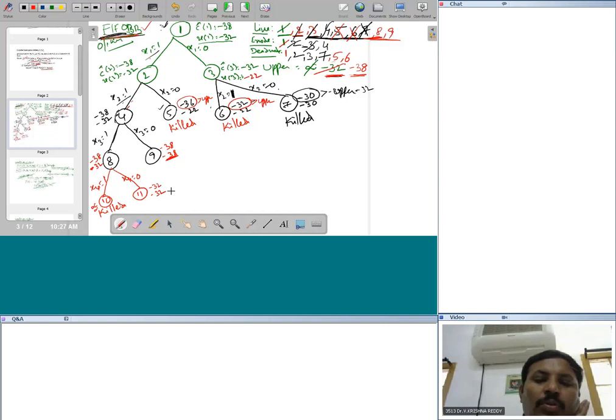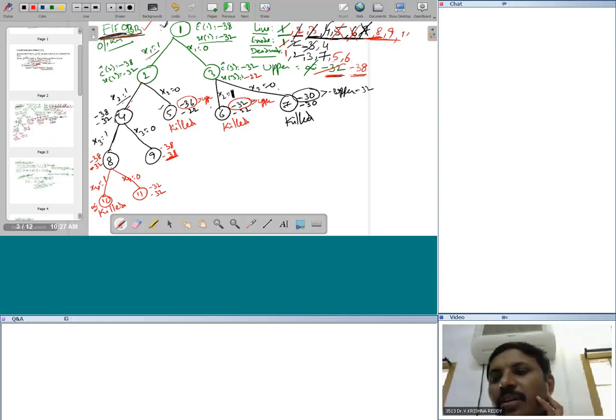Next, how many live nodes are there? 9 and 11 only. Out of 10 and 11 generated, 10 is killed, so we are adding it to the dead nodes. Only 8 has already completed its expansion, and that's why we moved 8 to dead nodes, and 10 is also a killed node. Only 9 and 11 are there for expansion next.